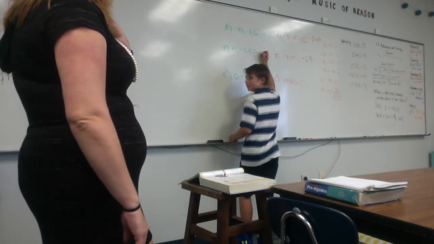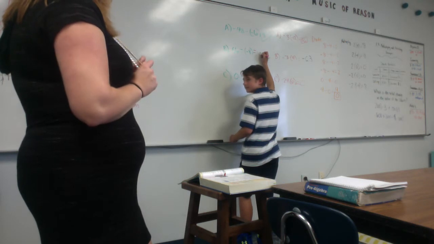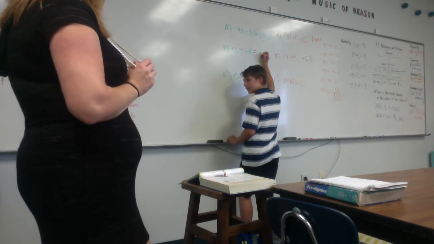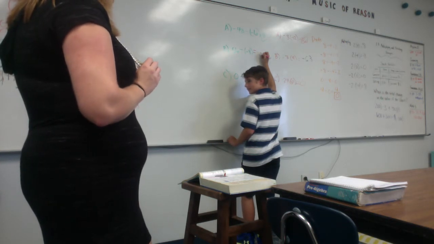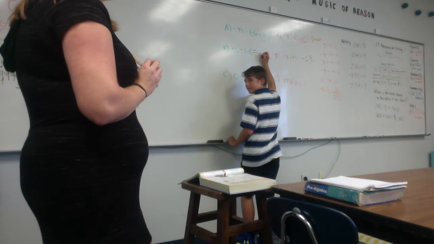What do you got? 56 divided by 8. What is 56 divided by 8? 8 times what gives me 56? 8 times 8 is 64, so that's too high. What's 8 times 7? 56.